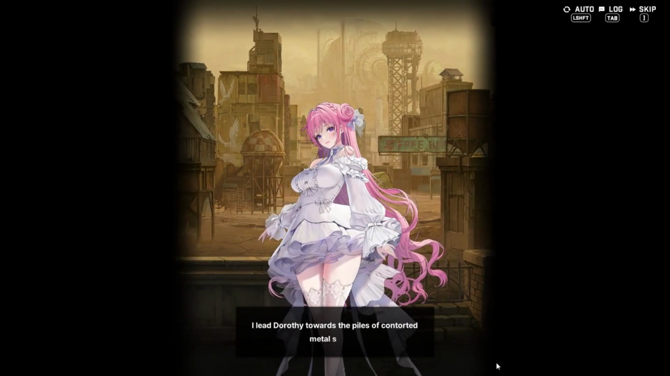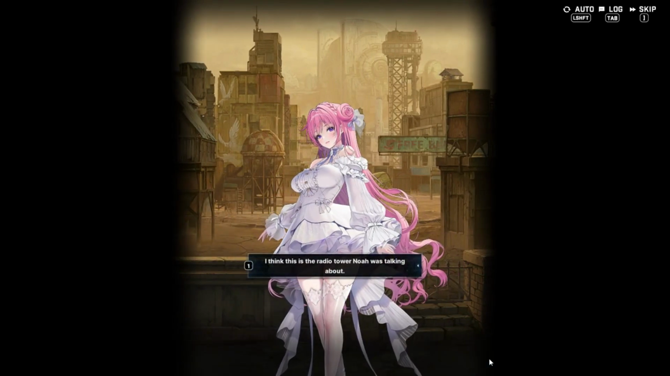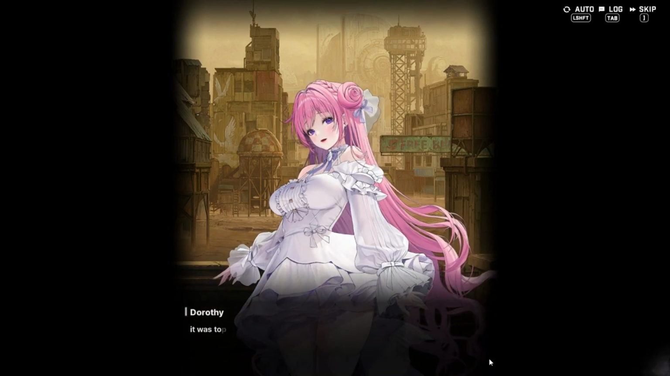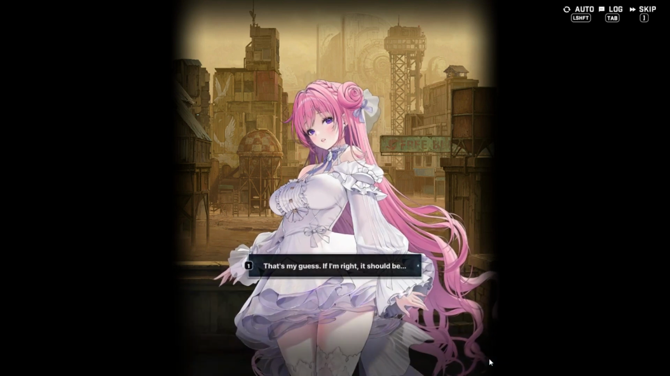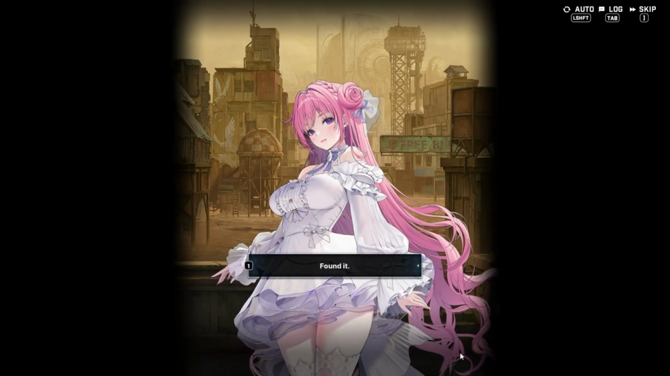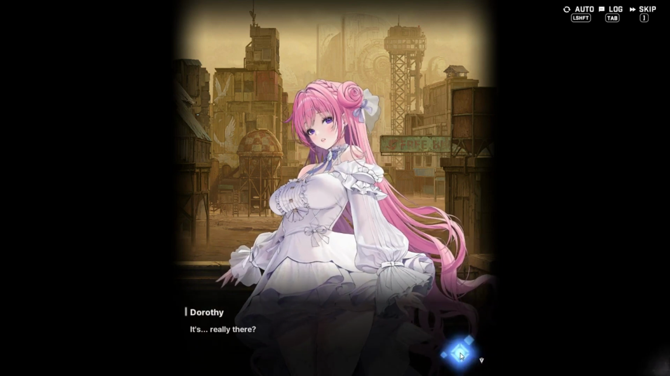I lead Dorothy towards the piles of contorted metal scraps. I think this is the radio tower Noah was talking about. Huh? Noah told me that shortly after she saw the radio tower, they were ambushed by raptors. So? It was toppled during the fighting. That's my guess. If I'm right, it should be. I take a closer look at the debris. Underneath, there is a barely visible patch of white flowers. Fortunately, not all the pillars collapsed, so some of the flowers are still preserved. Found it. It's really there.